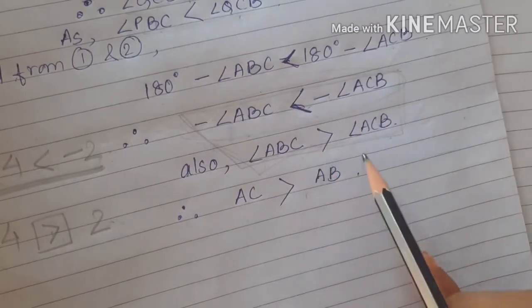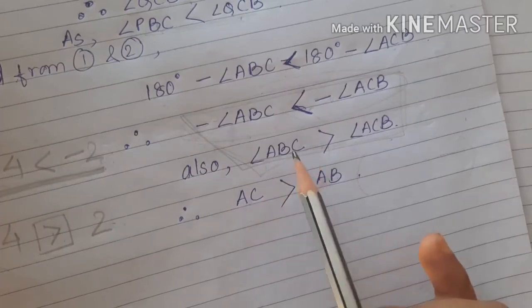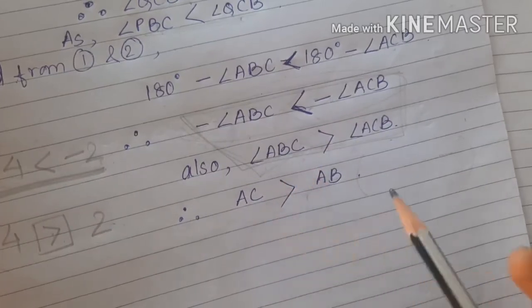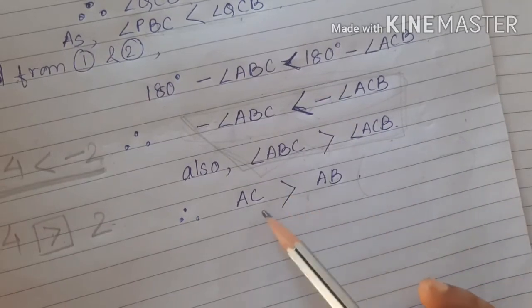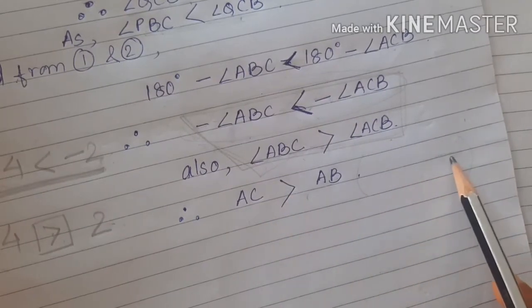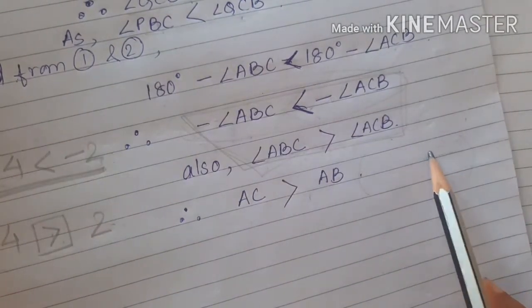Here you have to write the reason for how we got this. We have to write that the side opposite to the greater angle is the larger one. This is theorem 7.7. So you have to write the statement where I have written theorem 7.7 or 7.6.